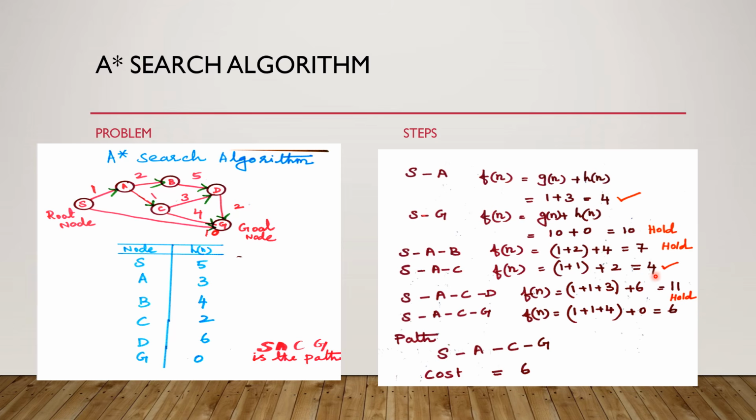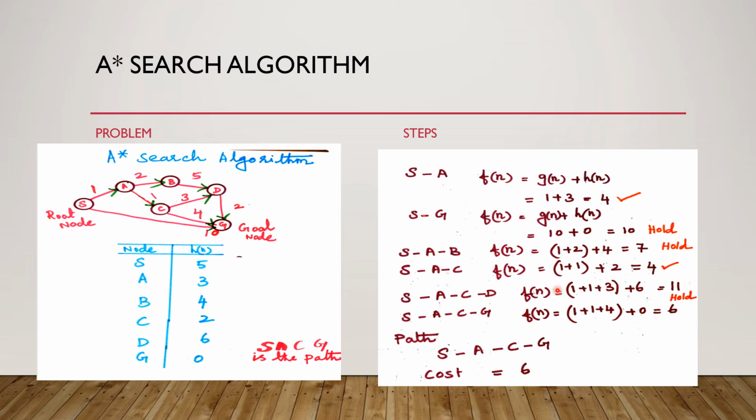Now we expand this path. This 7 will be kept in the hold condition. So now we are expanding S to A to C. This C is connected with D and C is connected with G also. So now we can write two paths, S to A to C to D and S to A to C to G.